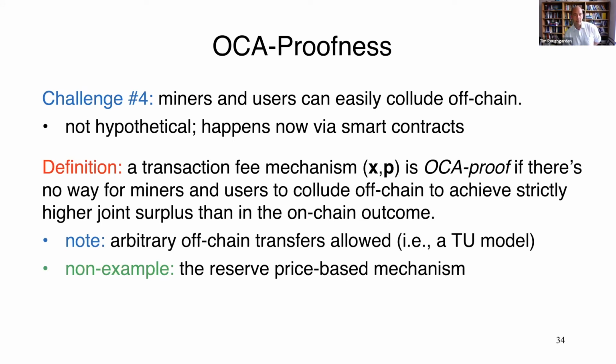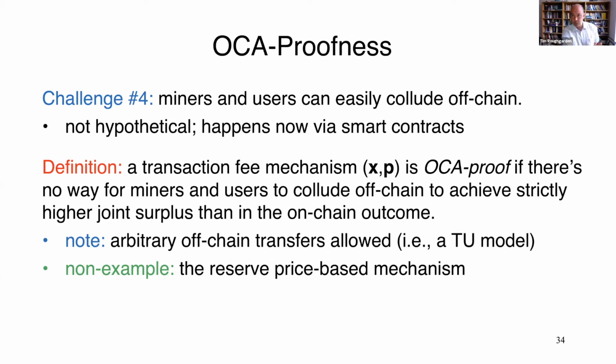So the third incentive guarantee we're going to have, remember we had DSIC, which is the same as truthfulness. We had MMIC, which is that miners shouldn't be incentivized to do anything weird. And then we're going to have OCA proofness. OCA here stands for off-chain agreements. And this definition just says it should not be the case that miners and users can sort of form a cartel and do off-chain transfers so that they're all better off. Okay, so again, I gave you the non-example before the definition, so it's clear what this definition is trying to rule out.